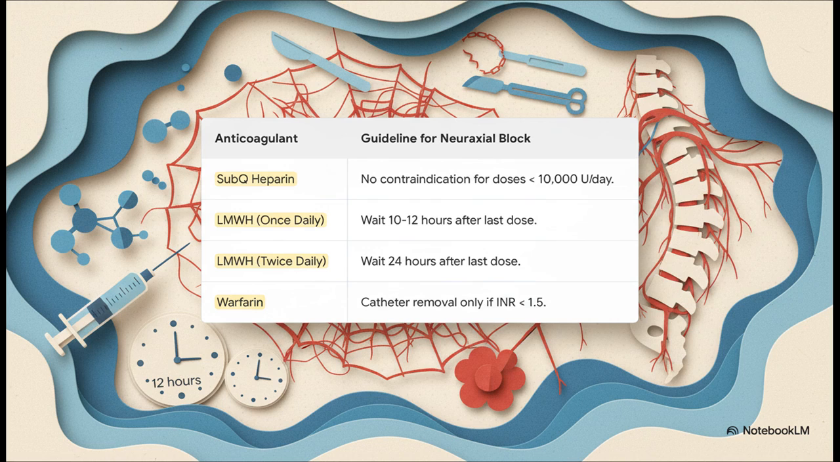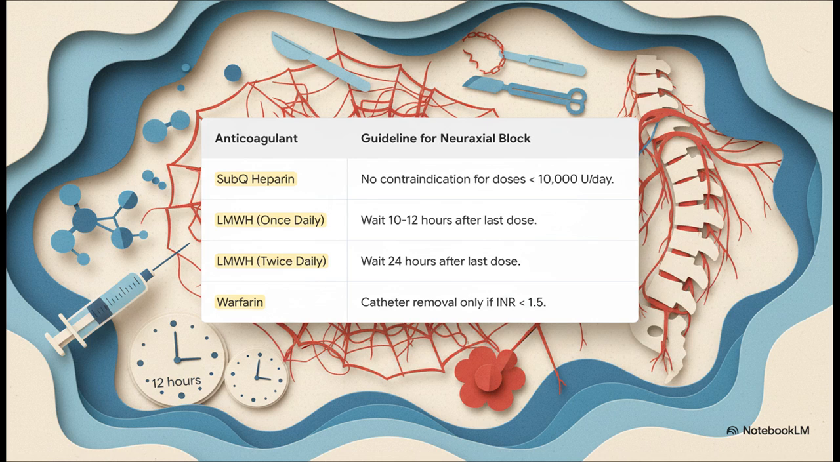These are the American Society of Regional Anesthesia, or ASRA, guidelines for performing neuraxial anesthesia in patients who are anticoagulated. The absolute nightmare scenario we're trying to prevent is a spinal or epidural hematoma, which can be utterly catastrophic. I just want to draw your attention specifically to low molecular weight heparin, LMWH, because it's so commonly used. For once-daily prophylactic dosing, we must wait 10 to 12 hours after the last dose before placing or removing a catheter. For twice-daily dosing, that interval extends to a full 24 hours.